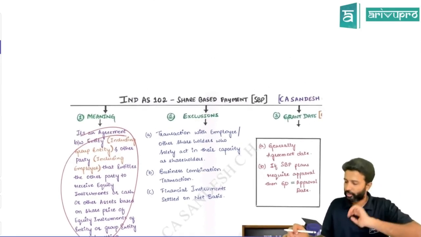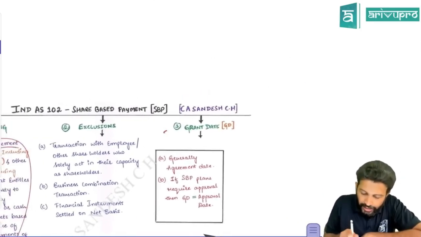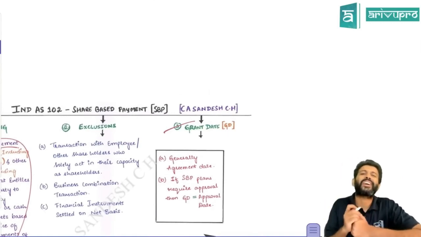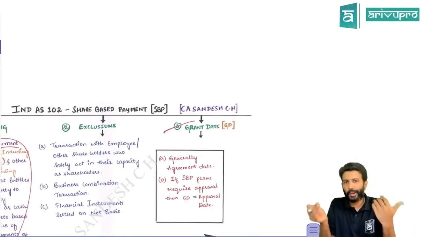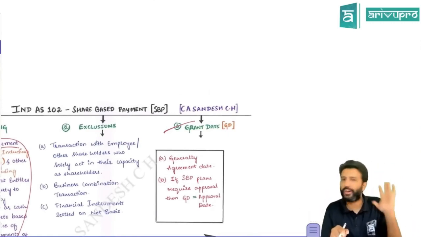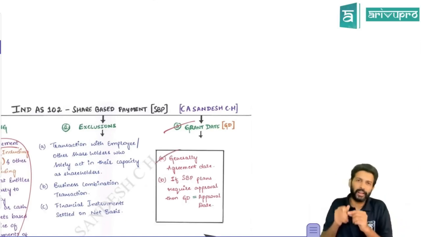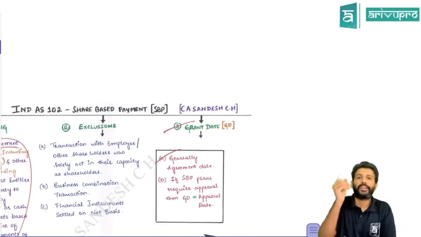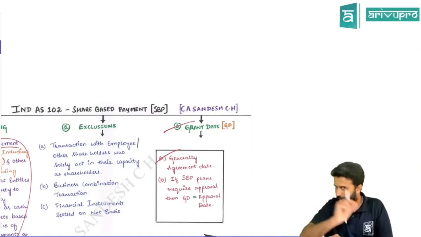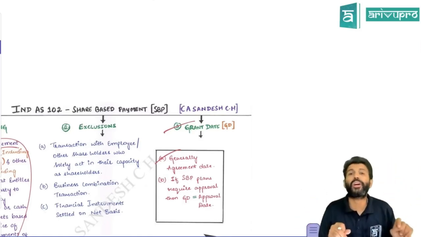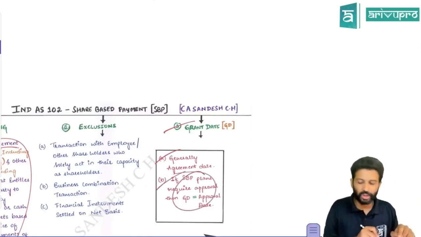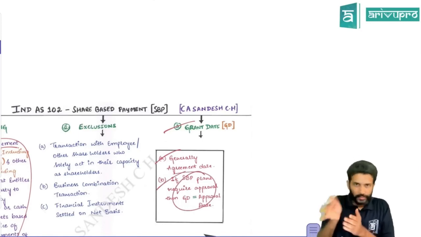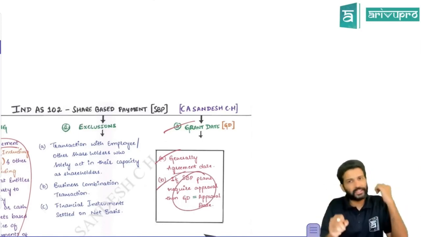Okay, next is the grant date. Grant date means the date on which the agreement has been agreed upon. Obviously, it involves a few parties, so they have to agree. So the agreement date we call the grant date. If these agreements require shareholders' approval, the day the agreement has been signed and also approved by the shareholders becomes your grant date. If they don't require any approval, the agreement date itself becomes the grant date.